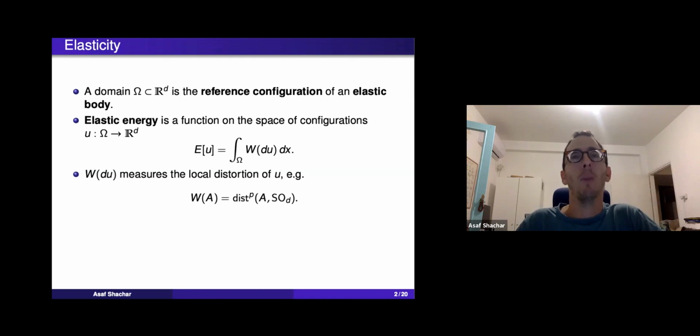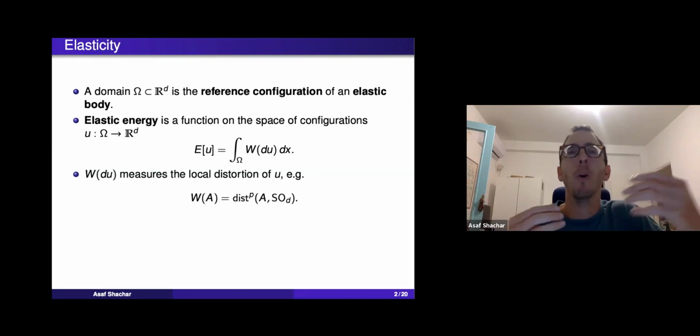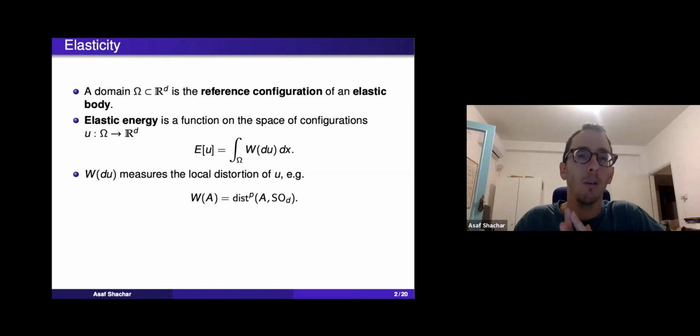A prototypical energy density is just to take W of a matrix A to be the distance of this matrix from the group of rotation matrices SO(d), raised to some power. This is a prototypical example of an energy density.